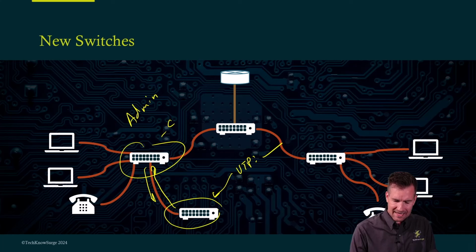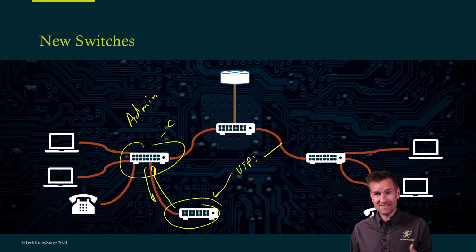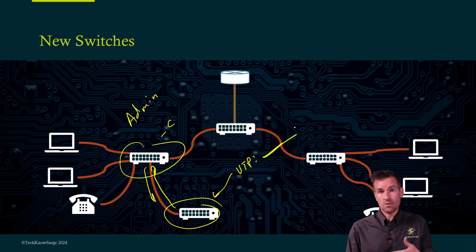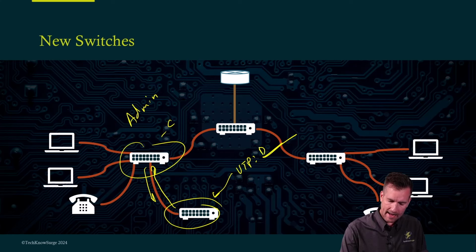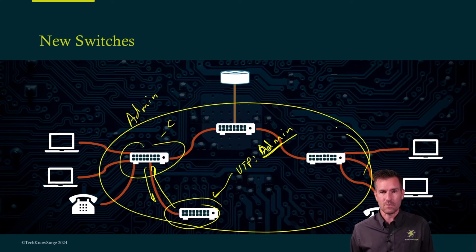This switch sees that there is a VTP advertisement and it receives this VTP advertisement. And what it will do is it will actually do an update of its domain. So it'll add admin as the domain here and become a part of this VTP domain. So you don't need to do anything on the switch, you just add it and then it will automatically update.